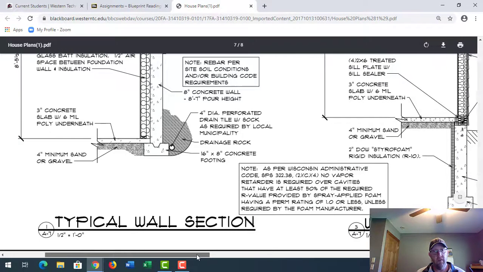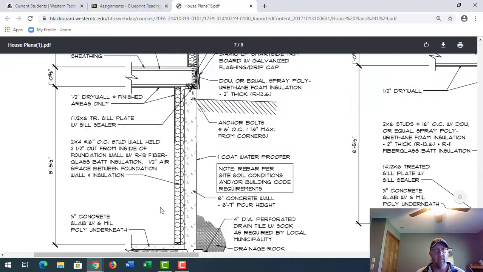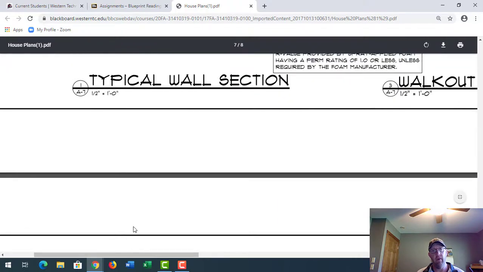So let's just look at what this information is telling me. This is a typical wall section, all right? This is giving me a section view of that particular wall at that particular point of the foundation, all right? So what we were looking at on that foundation plan, if we took a saw and sawed it right in half, that's what we'd be looking at, okay, right here.